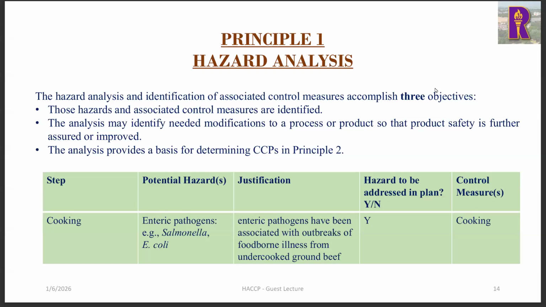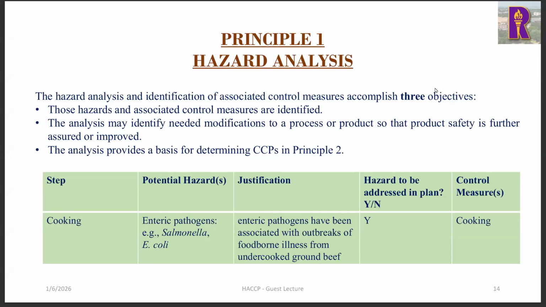So for beef, Salmonella and enteric E. coli are major microbial hazards. They can cause foodborne disease and contamination. We have to check whether it is a confirmed hazard or not, that is yes or no. When it is a yes, then it comes under the next step.